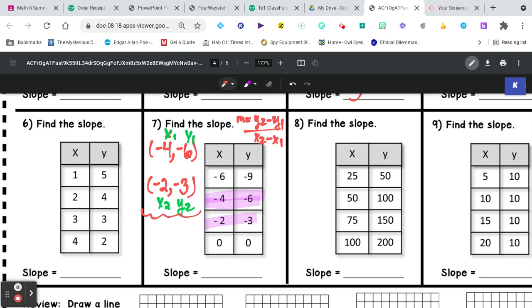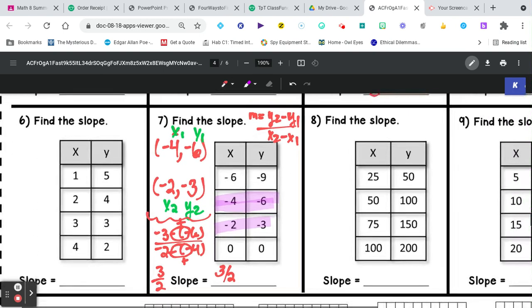The second y is negative 3 minus the first y, which is negative 6, divided by the second x, which is negative 2, minus the first x, which is negative 4. So you really have negative 3 plus 6 and negative 2 plus 4. Well, negative 3 plus 6 is 3, and negative 2 plus 4 is 2. So you still get a slope of 3/2.